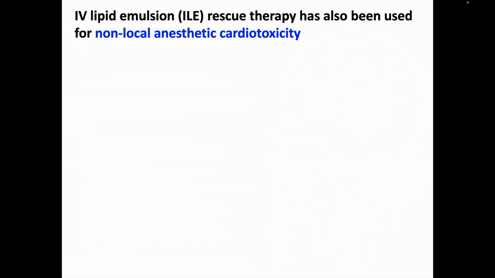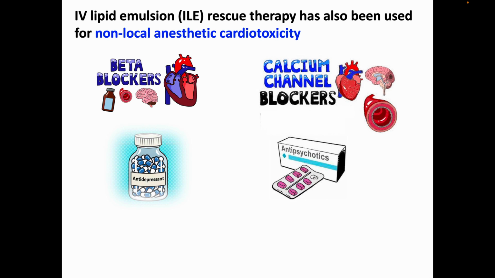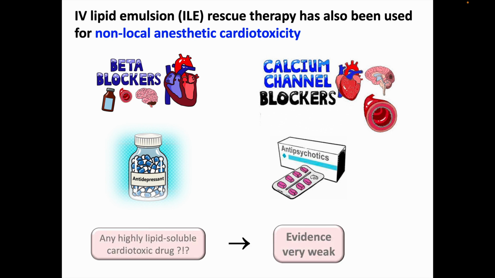IV lipid emulsion rescue therapy has also been used in cases of serious cardiotoxicity from non-local anesthetic drugs. These uses include beta-adrenergic blockers, calcium channel blockers, antidepressants, particularly the tricyclic antidepressants, and some antipsychotic drugs, among others. The theory here is that we can manipulate the volume of distribution of any highly fat-soluble cardiotoxic drug by giving the patient IV lipid emulsion to redistribute the drug out of the heart and into the vasculature, and maybe take advantage also of improved intracellular metabolic effects.